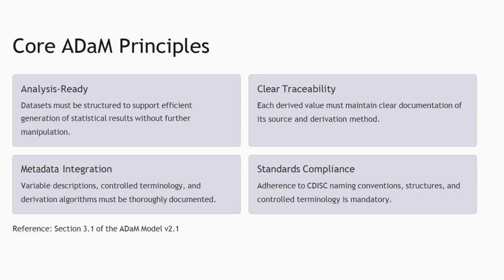Datasets must be structured to support efficient generation of statistical results without further manipulation. Okay, no more spaghetti code. When you come to principle 2, clear traceability, each derived value must maintain clear documentation of its source and derivation methods. Reviewers need to follow your breadcrumbs.